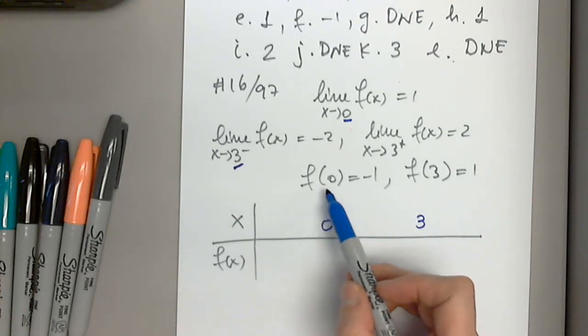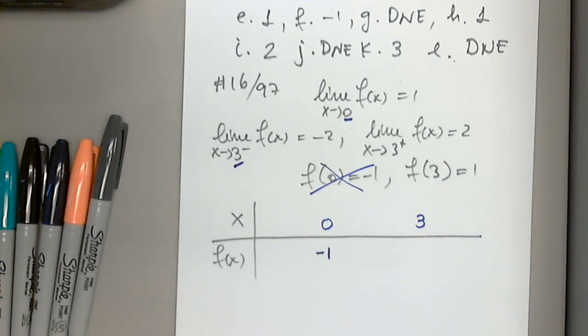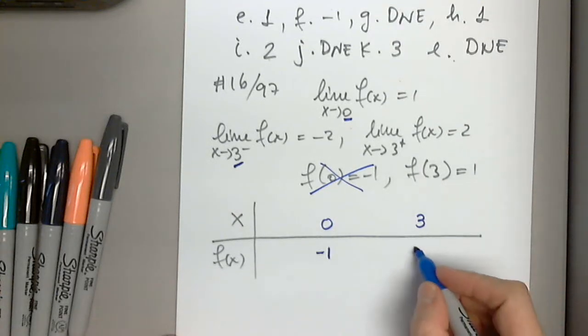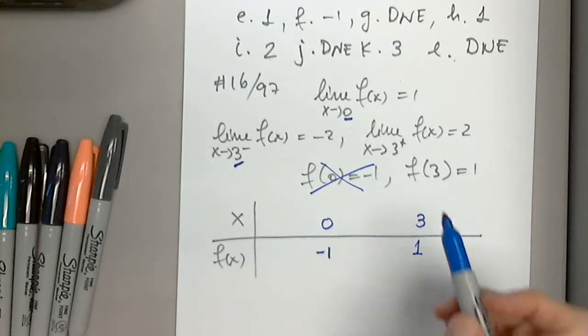I am told that f of 0 is negative 1, so I'm going to write negative 1. You don't have to cross it out. I'm just making a point. I'm also told that f of 3 is 1, so I write it underneath. So this is done as well.